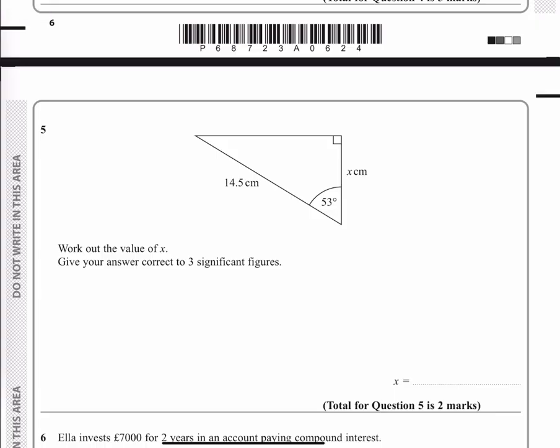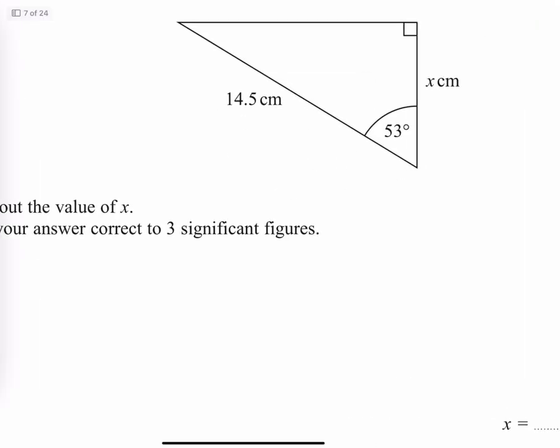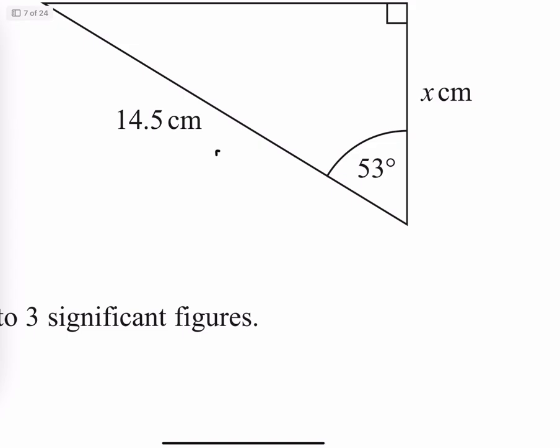Work out the correct value of x. Okay, well this is a nice simple question. SOH CAH TOA, okay, so this is our hypotenuse and this is our adjacent.